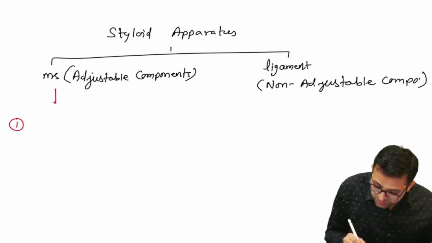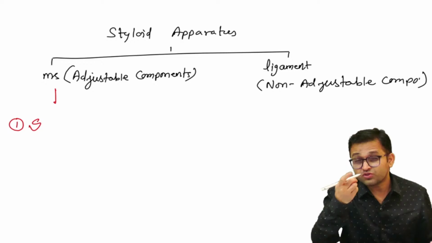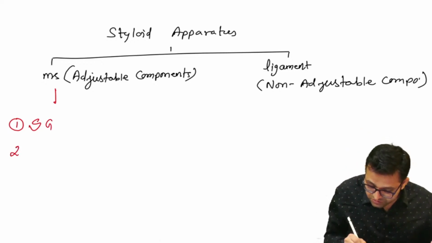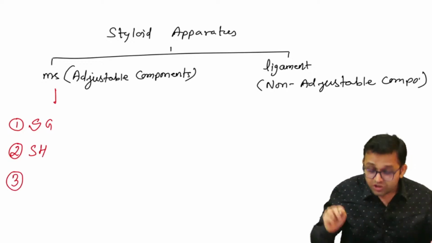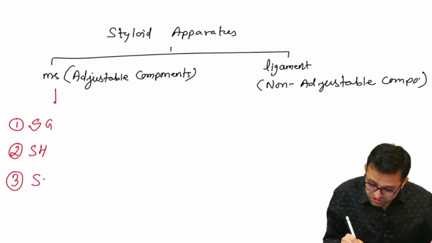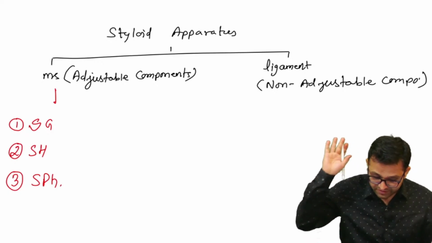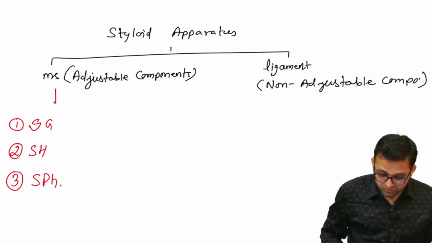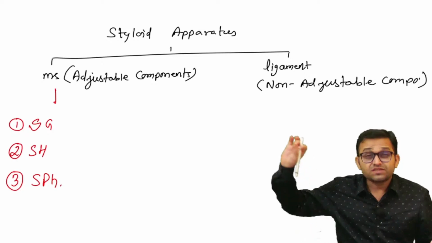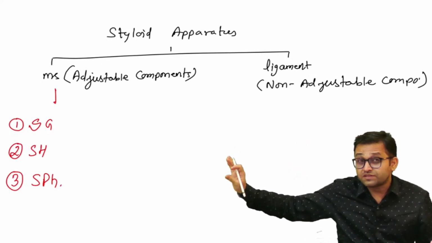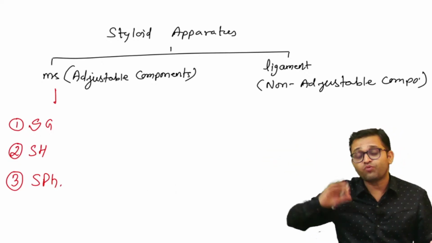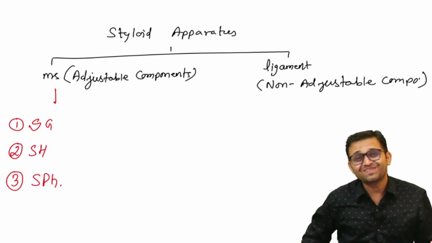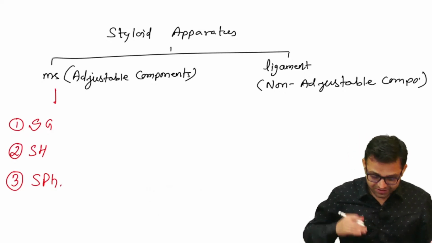Now what are these muscles? Styloid process to the tongue, so styloglossus. Styloid process to the hyoid, so stylohyoid. Styloid process to the pharynx, so stylopharyngeus. Now try to understand: styloglossus, stylohyoid, stylopharyngeus all have origin from the same point, our styloid process, but insertion is different. Getting the point?